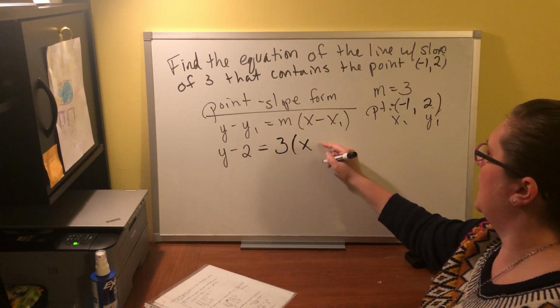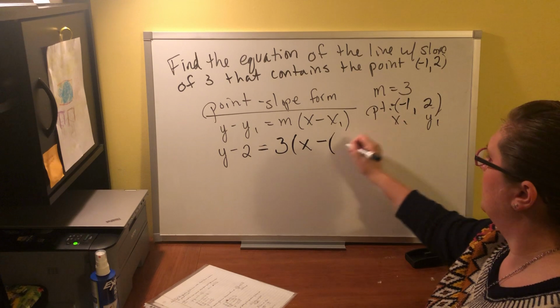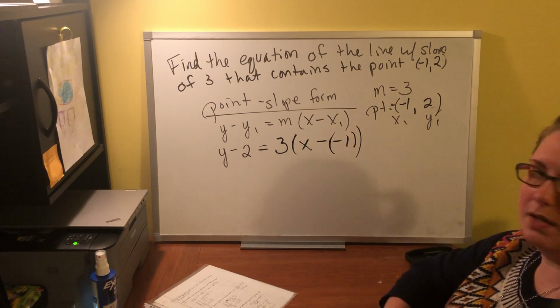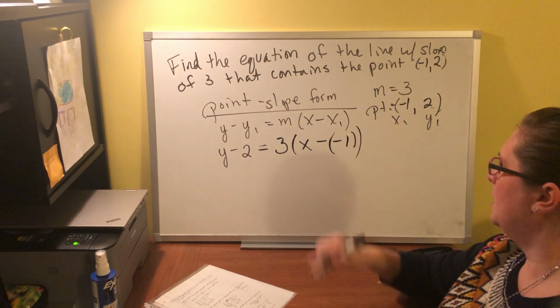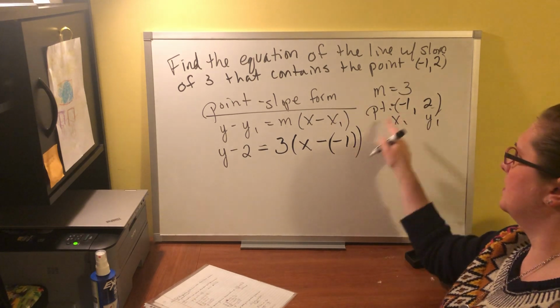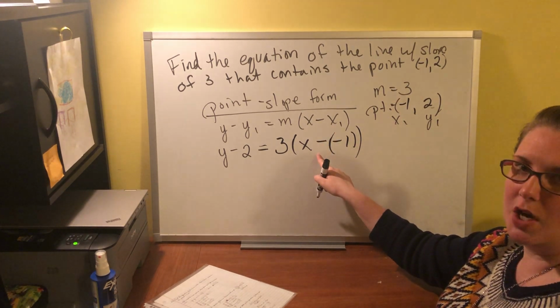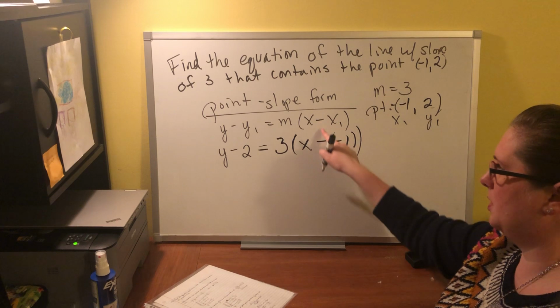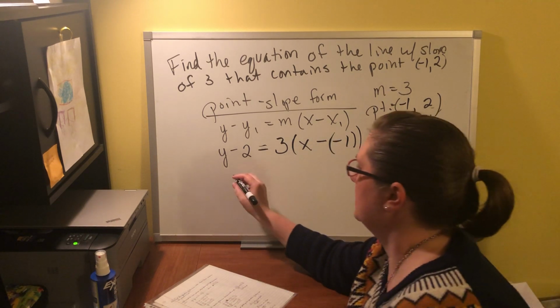Now I have our x minus our -1. Okay? Make sure you put this in parentheses as this is negative and you still have your subtraction as part of the formula. Okay, this part doesn't change. Now we're going to start to simplify.